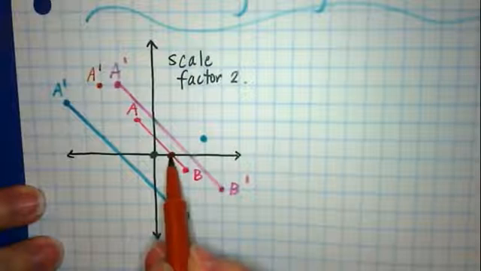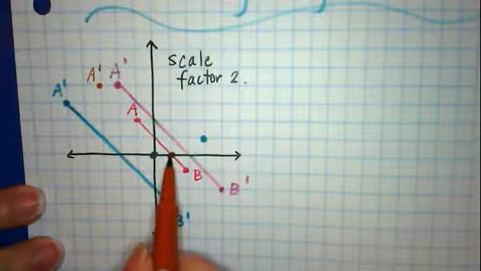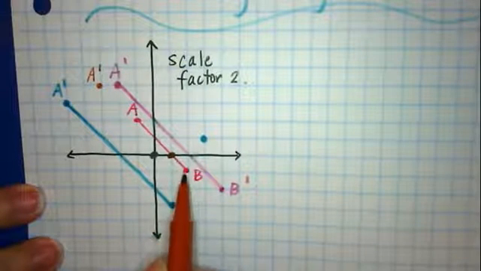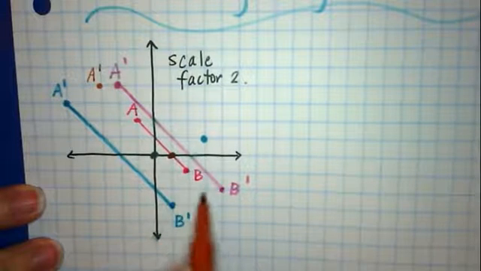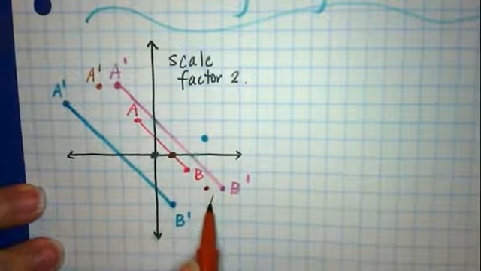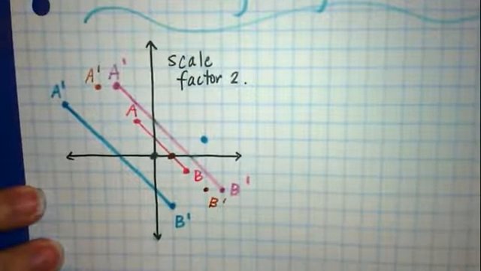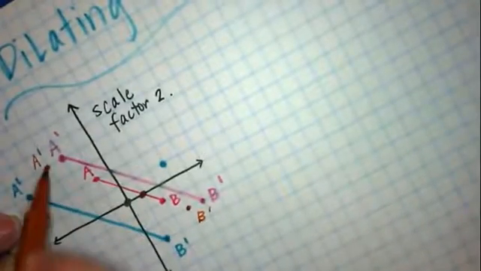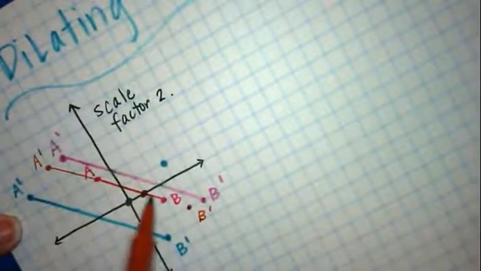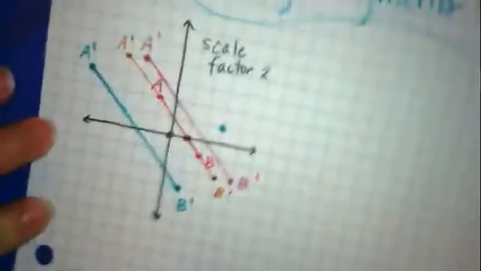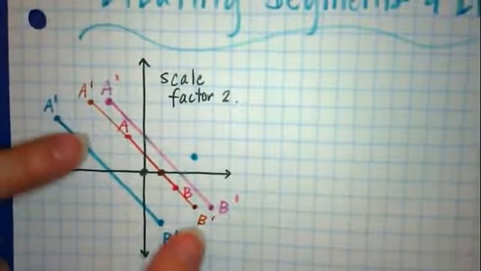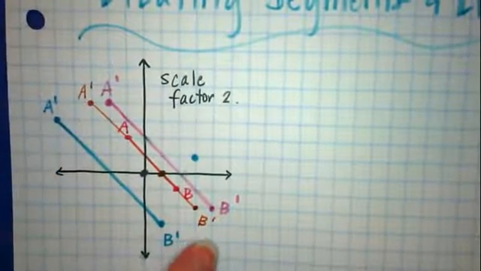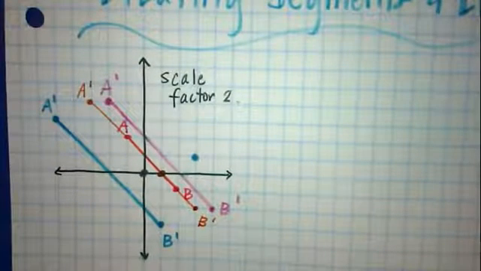From our center of dilation, we would go over 1, down 1 to get to B. If we scale that by 2, that means over 2, down 2. So here is our B prime right there. What's going to happen in this case is when we draw our A prime B prime, it ends up overlapping the original segment. And I think that should probably make sense to you guys.